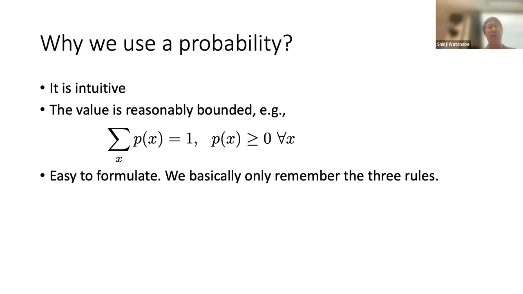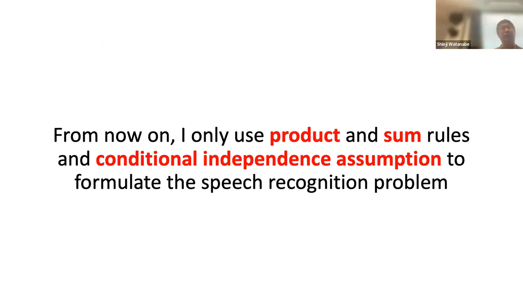So from now on, I will try to use only the product and sum rules and the conditional independence assumption to formulate the speech recognition problem. Of course, this is a high-level formulation. After that, we need to provide it as an actual function, like a Gaussian or a DNN and so on. That is a different part. But for the high-level formulation, we just use the product rule, sum rule, and the conditional independence assumption to formulate our problem.